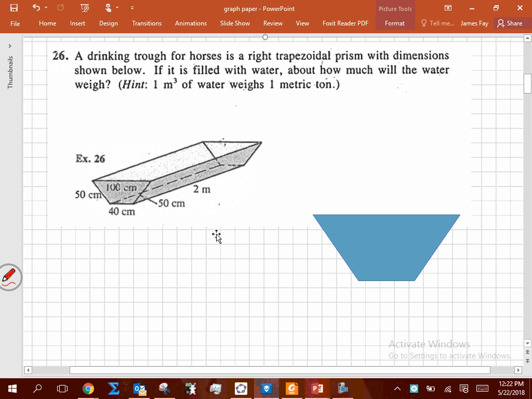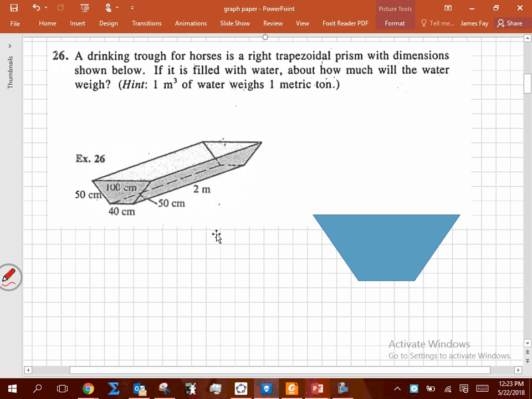A drinking trough for horses is a right trapezoidal prism, with the following dimensions shown. It wants to know how much it will weigh in regards to just the water. So we're not talking about whether this trough is made out of wood or aluminum or whatever. We don't care about the weight of it empty. We care about just the weight of the water. Does that make sense? Okay.